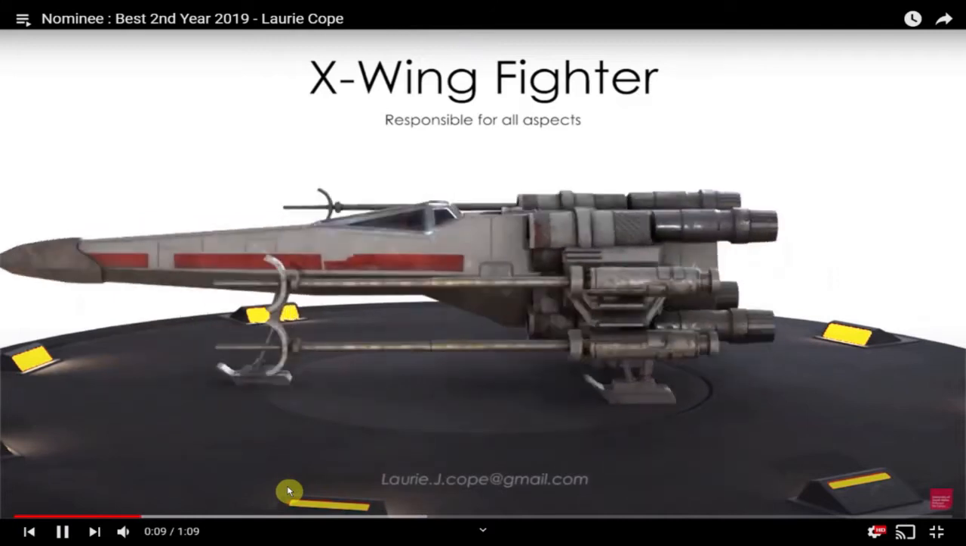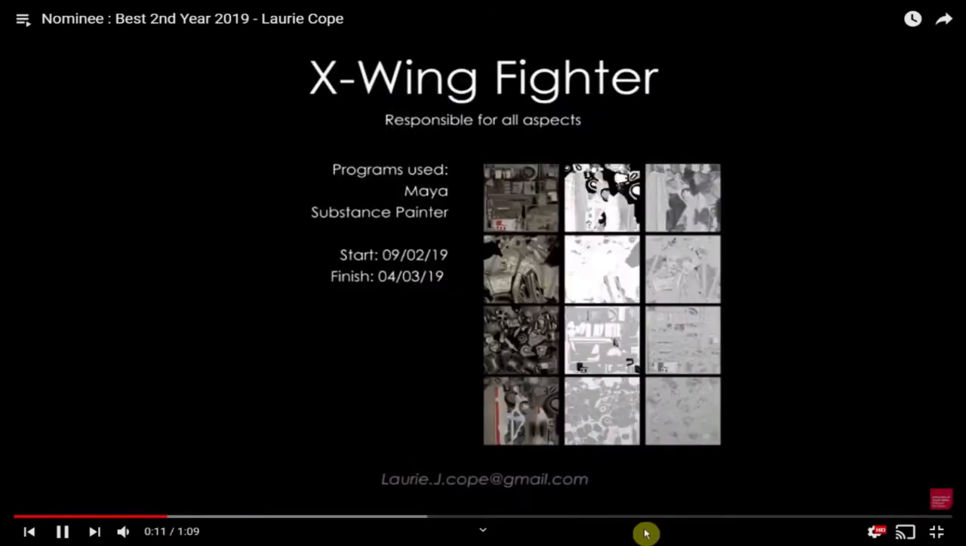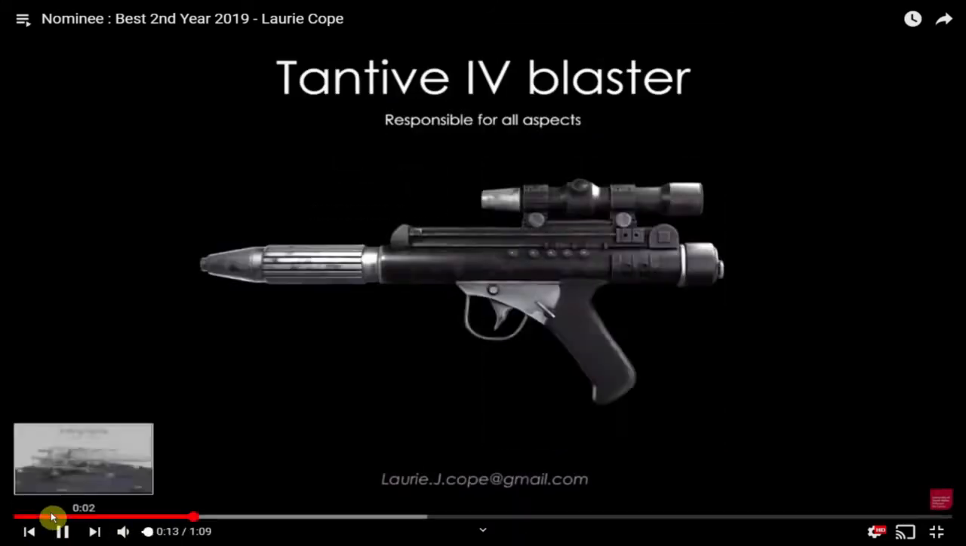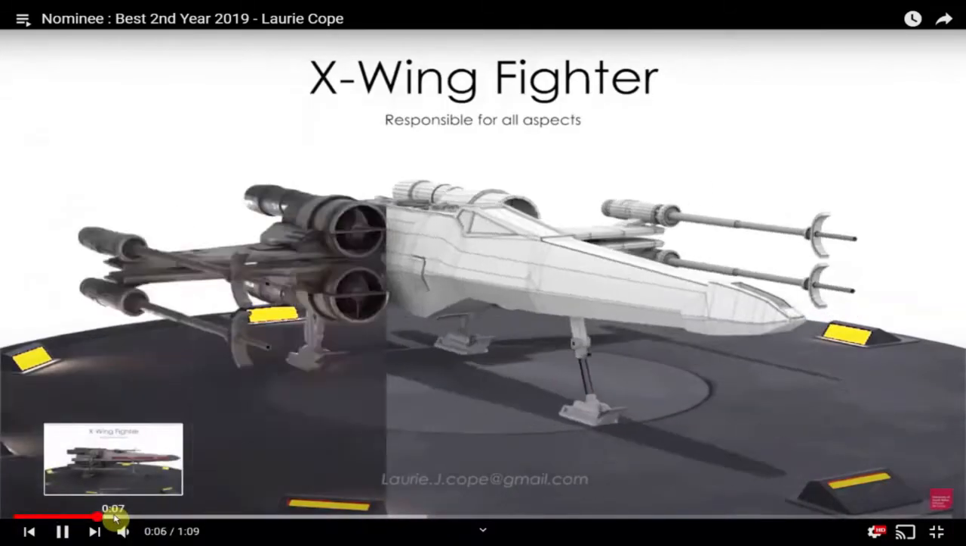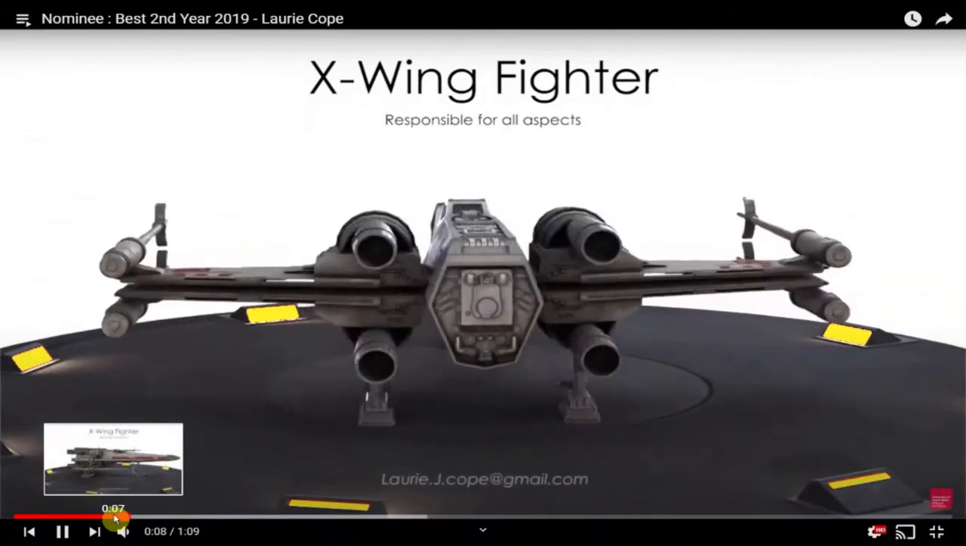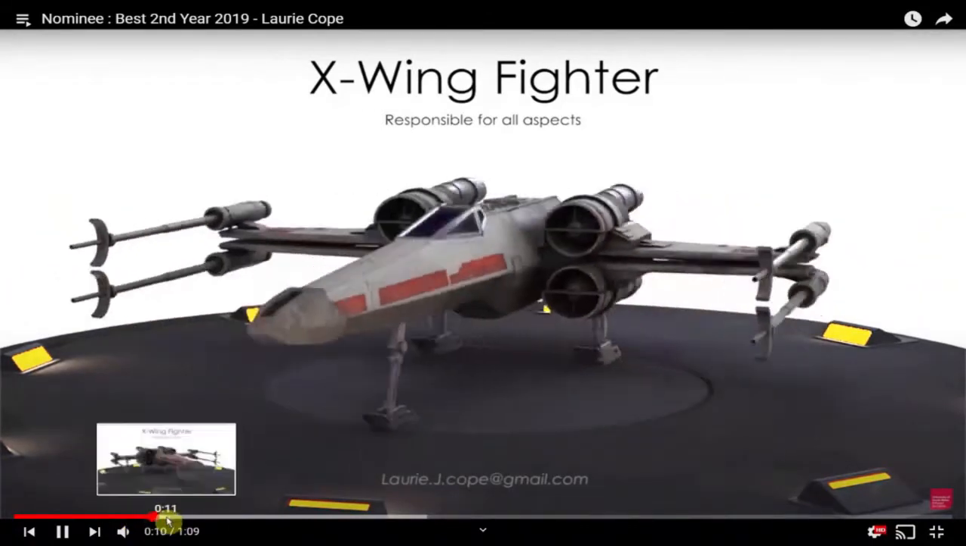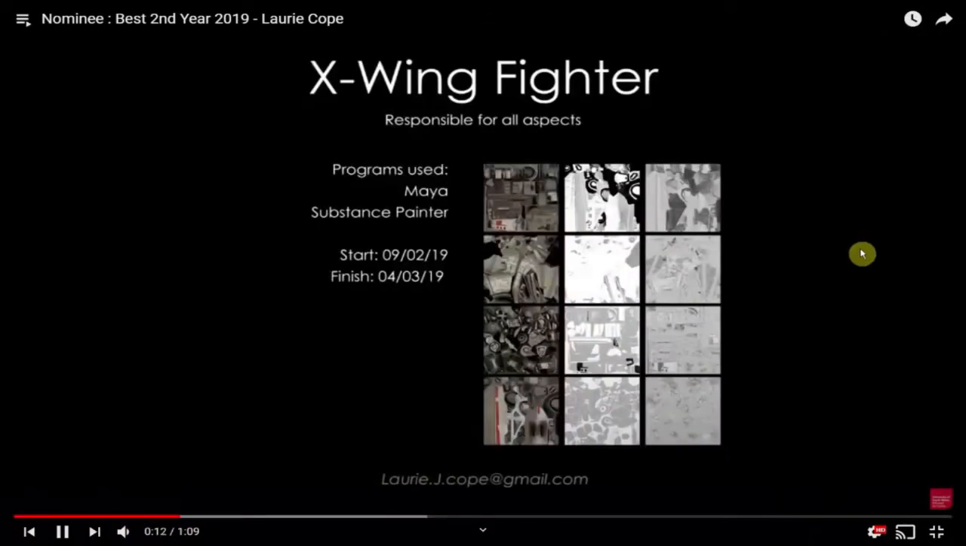But what it gives you is a good sense of how we get students to present their work at the end of the second year. Things start off with wireframes, so we can see your low poly modelling skills. Then we're seeing textured versions of that. Then students are also showing textures.